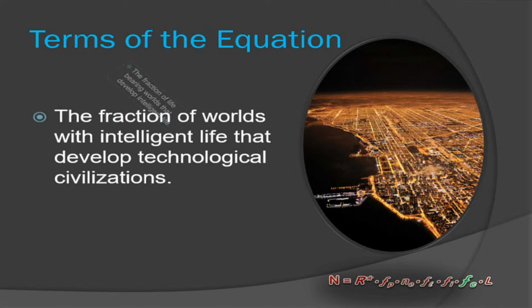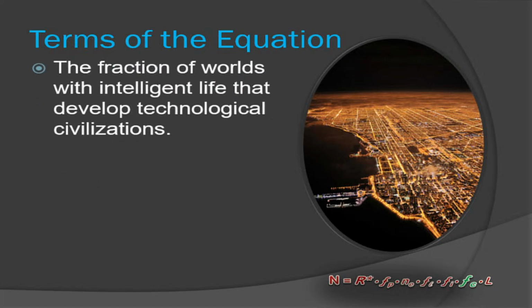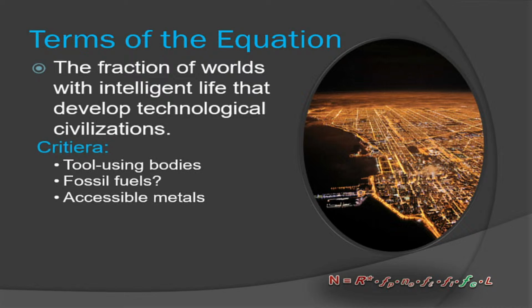And then the fraction of the worlds with intelligent life that develop technology, like the city of Chicago pictured here, a highly technological instance of a species that has developed amazing capabilities. And we've got to have tool-using bodies. So we have to evolve the capability to manipulate our environment in intricate ways.